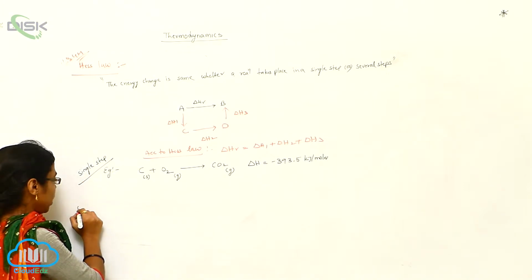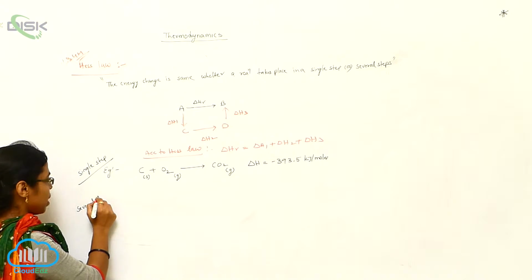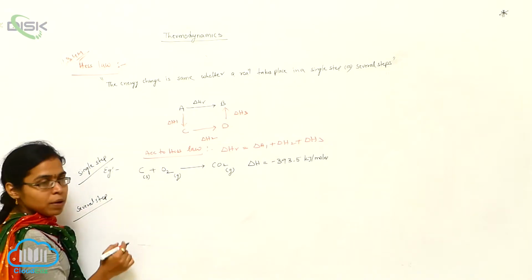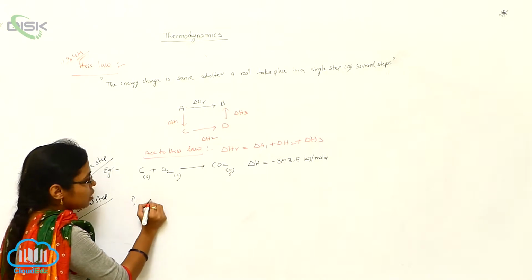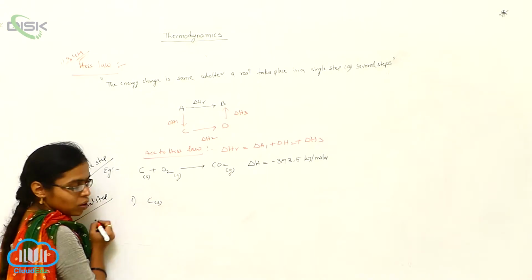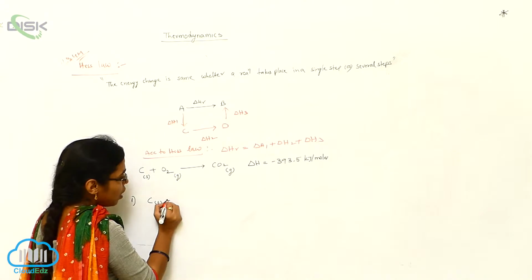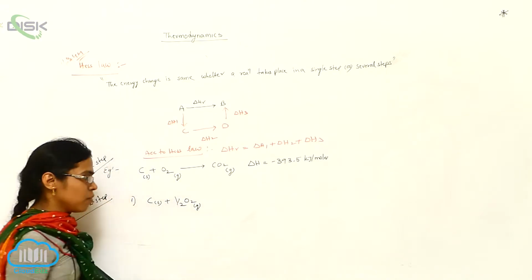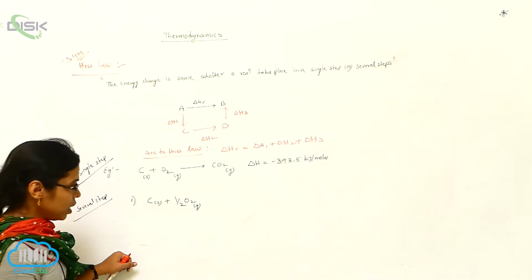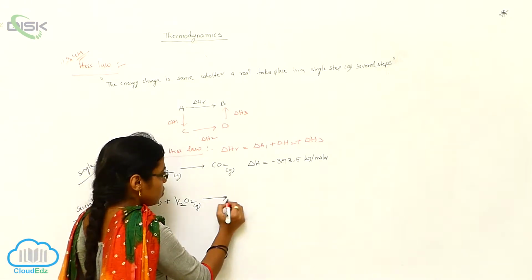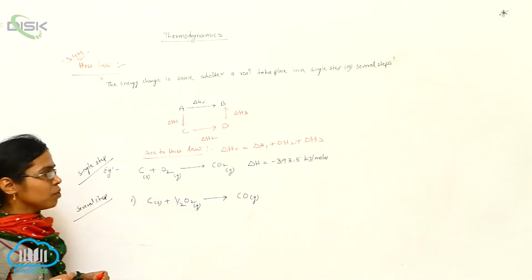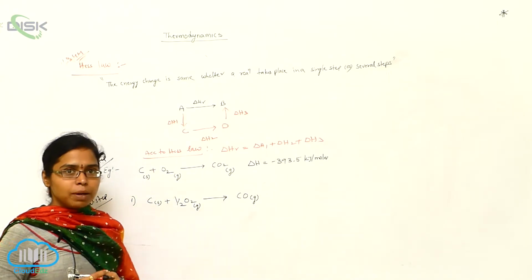Next, I want to take the several step mechanism. Same example. At the first step, solid carbon, which is nothing but graphite, reacts with half a mole of oxygen gas. So it forms carbon monoxide at first. The intermediate compound here is carbon monoxide.